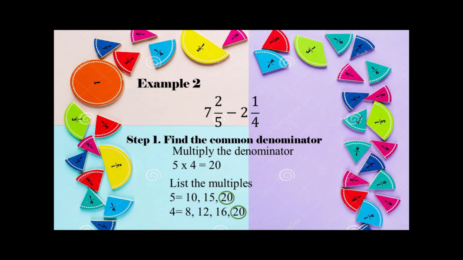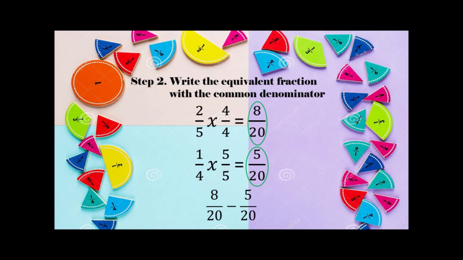Let's have example number 2. We have 7 and 2/5 minus 2 and 1/4. Again, step number 1, let's find the common denominator. Okay, let's multiply the denominators. So 5 times 4 is 20. So our common denominator is 20. Step number 2, write the equivalent fractions with the common denominator. So we will get 8 over 20 minus 5 over 20.